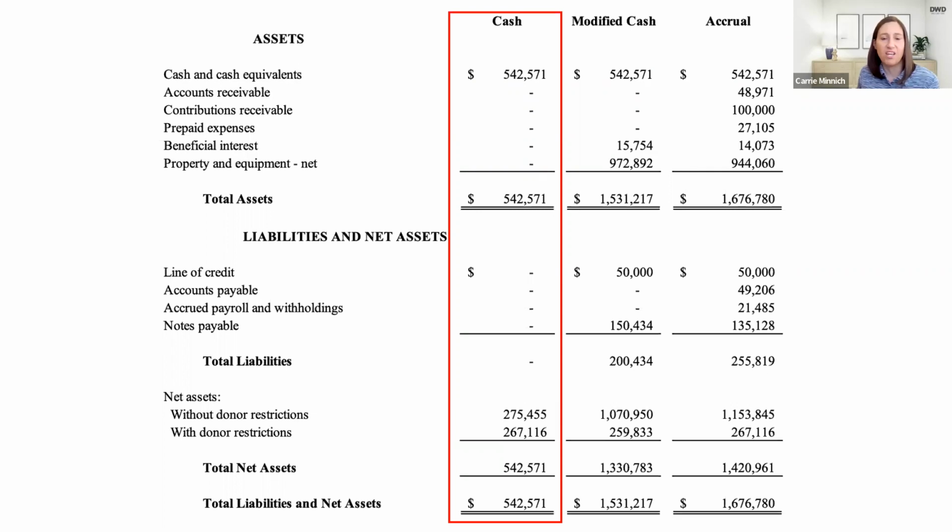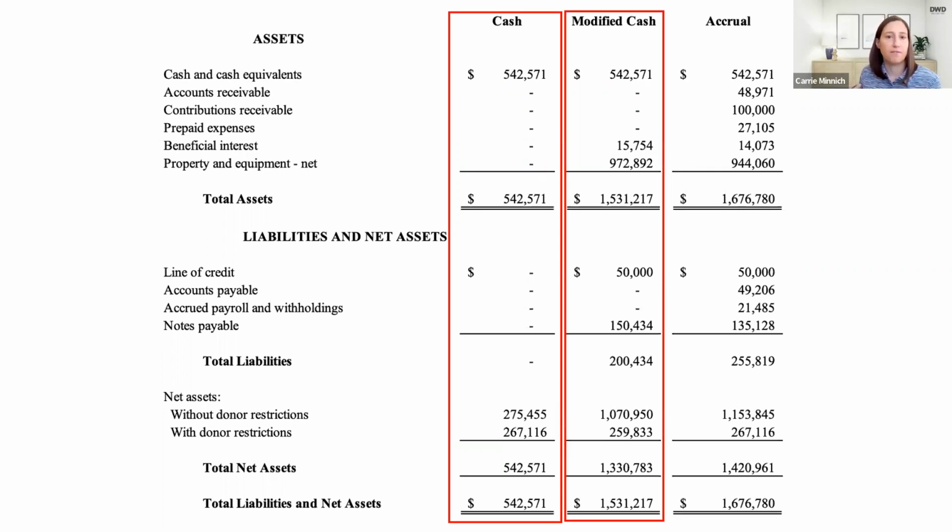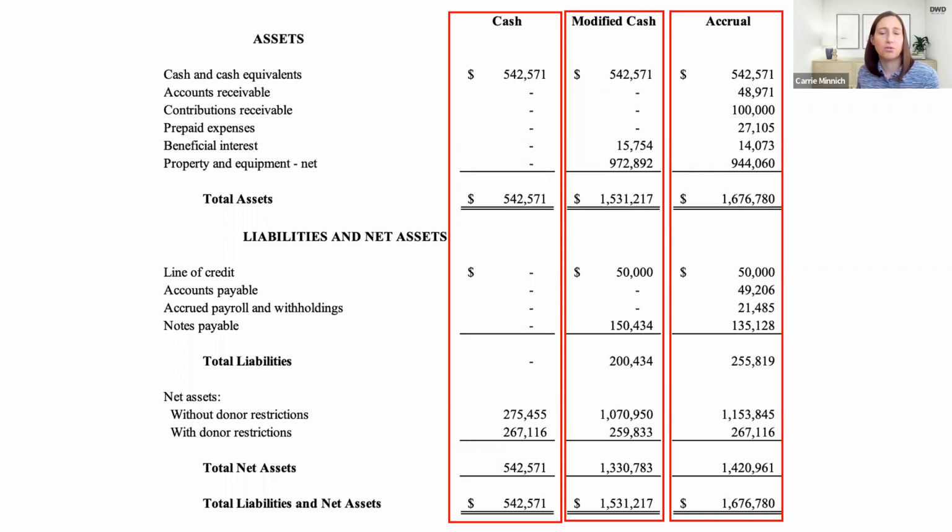That's it. But if we decided to follow the modified cash basis and we have beneficial interest, so that's your investment in the community foundation, and we have some fixed assets, maybe we have a line of credit and a note payable, you can see that there are more items added to the statement of financial position, and it really gives a better picture of the organization. And if this organization were on the accrual basis, you can see, again, the difference of what that statement of financial position would look like compared to either the modified cash basis or the cash basis.